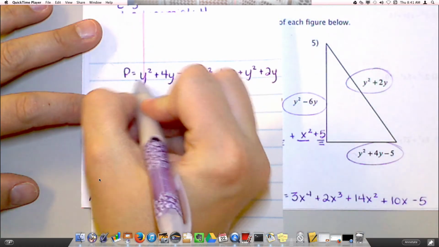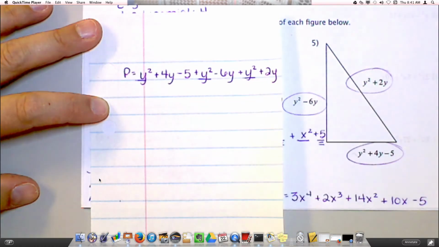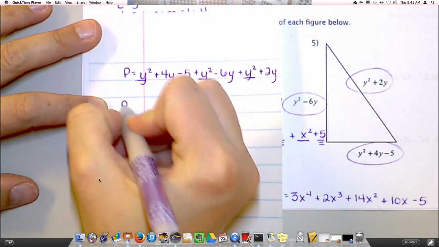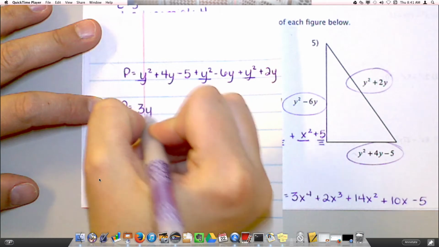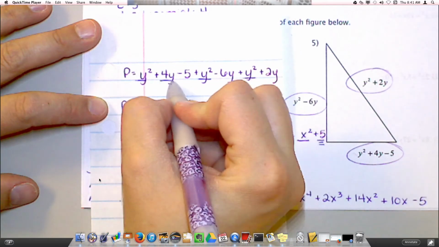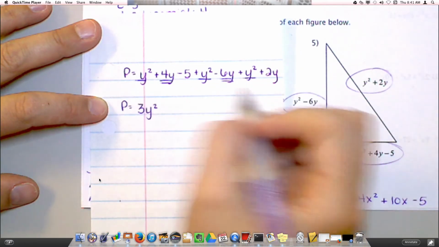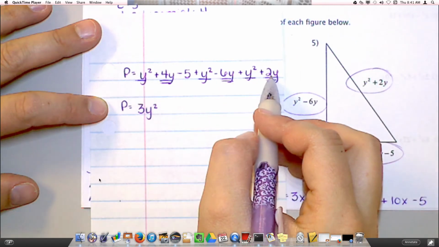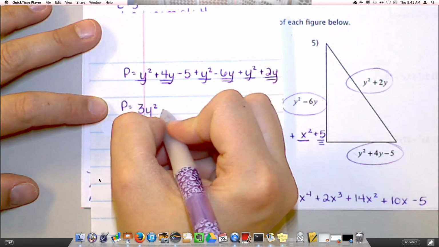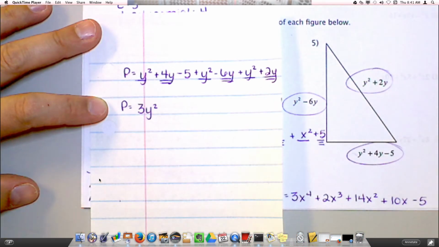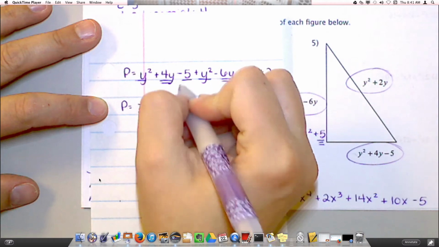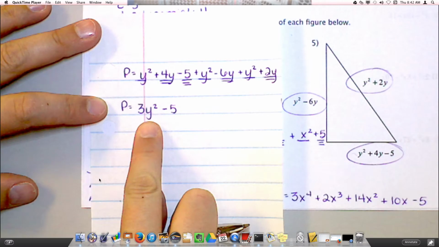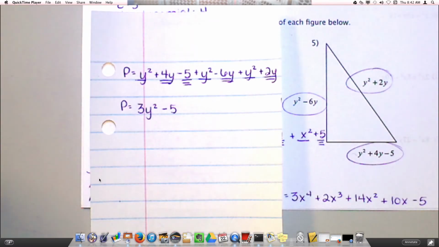Combine my like terms. What do I get when I add y squared and y squared? 3y squared, yep. Okay, and then I have 4y and negative 6y and 2y. Well, actually, that's going to be negative 2y plus 2y is 0y. So I don't even have to write that. And then negative 5. Okay, so my final perimeter comes out to be just that. Did that make sense why the y's disappeared?